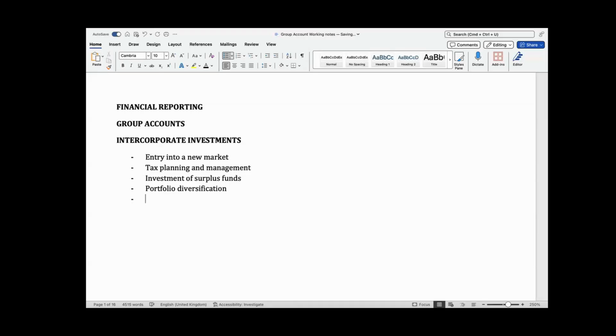Others would be for financial returns. Some people invest majorly for financial returns, whether to get dividends, interest, or regular returns. That's why some people would invest in another company.